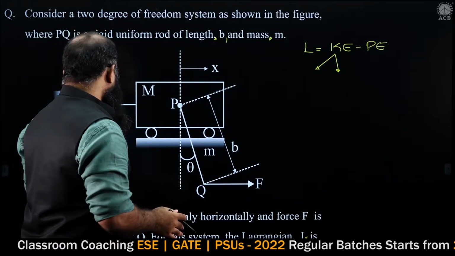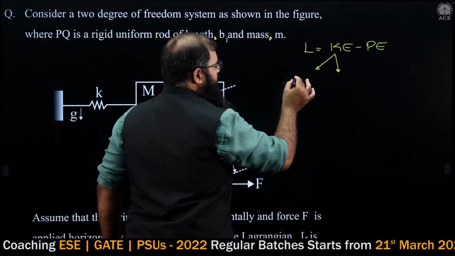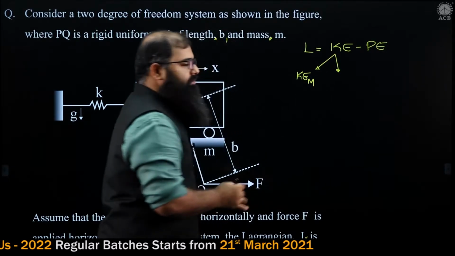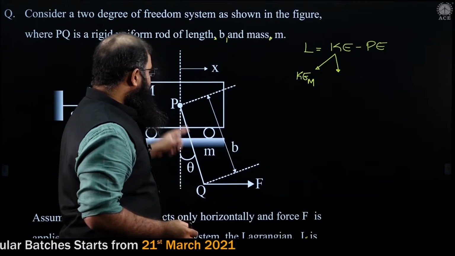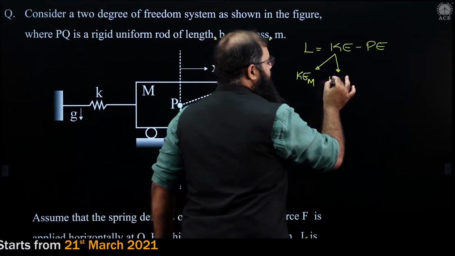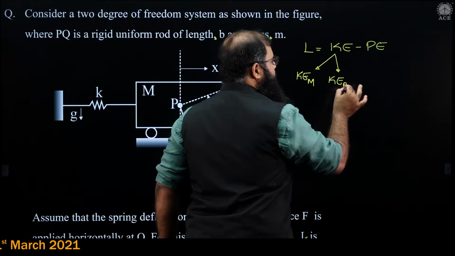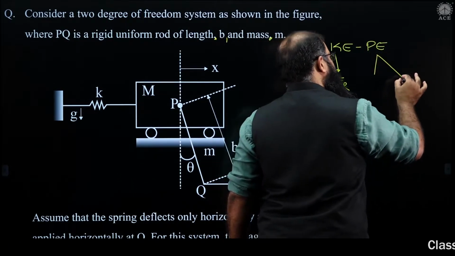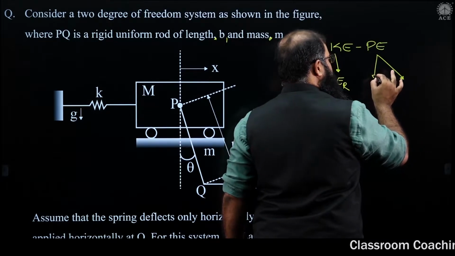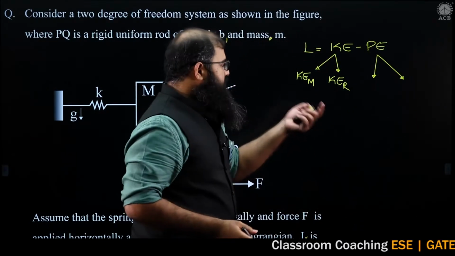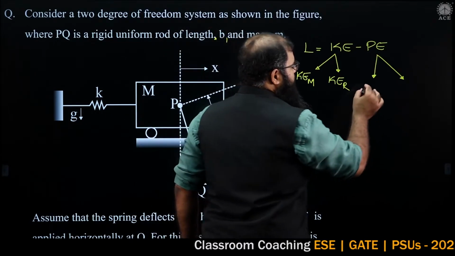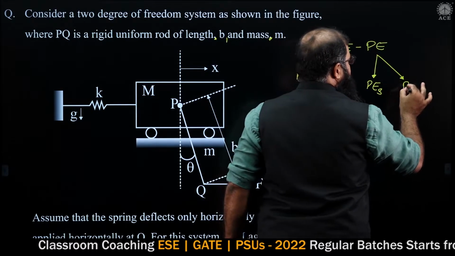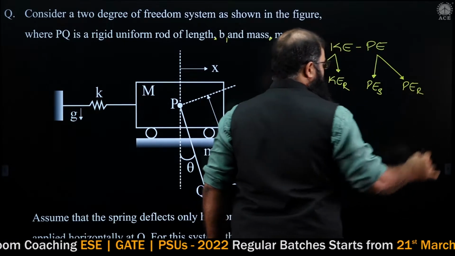The first kinetic energy is for this particular block, so kinetic energy of mass capital M is going to be there. Apart from that, you are going to have kinetic energy for the rod. Next, potential energies. Again, you are going to have 2 potential energies. One is the potential energy of spring, and the other is potential energy of rod.